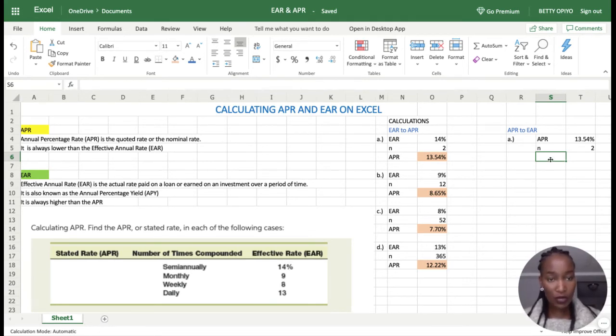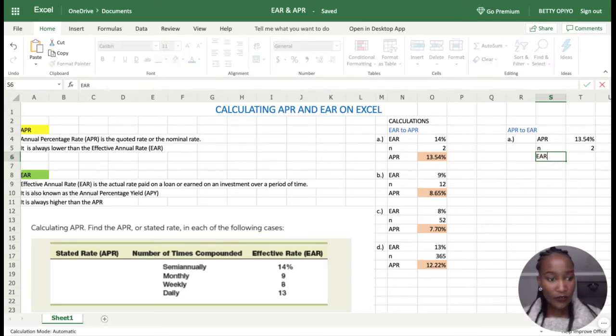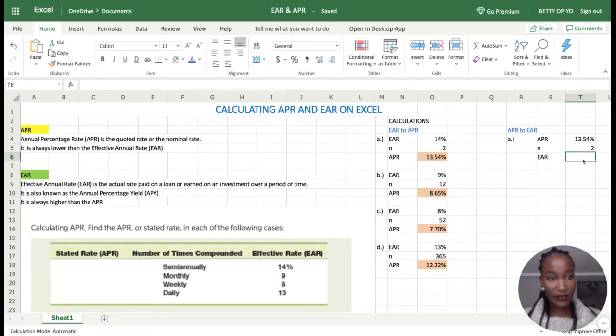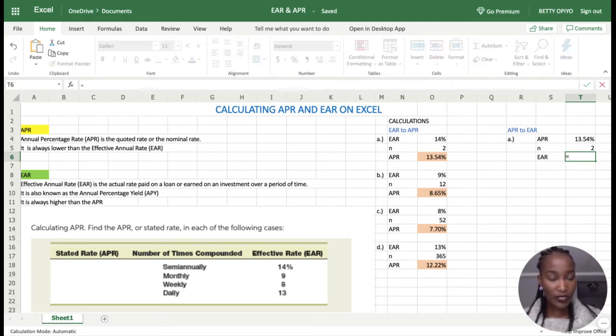Okay, so now we want to find the EAR. How do we arrive at the 14%? Our answer should be equal to 14%, but I want to show you here how to find it on Excel. When you want to enter any Excel function, start with an equal sign, of course, and then type in EFF, which is effective annual rate. It will show up like this, which is returns on effective rate.